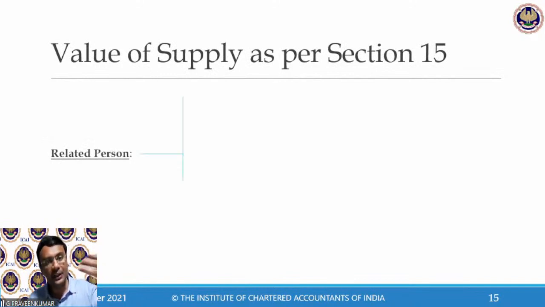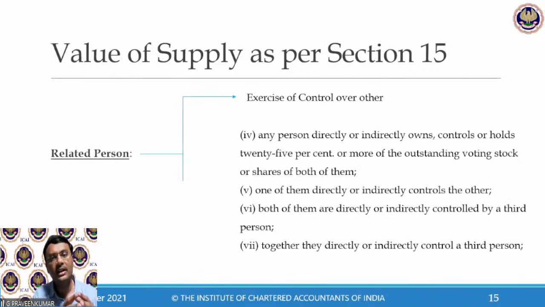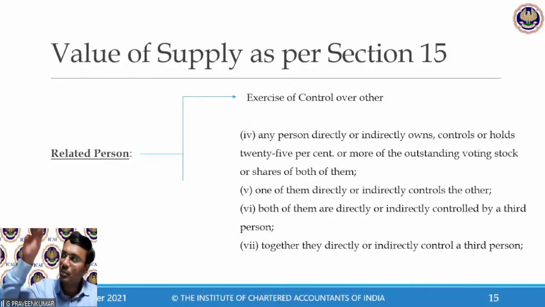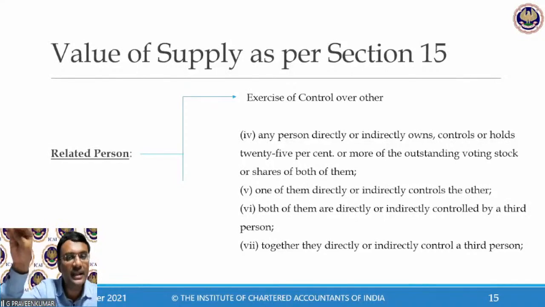Third, there is a control. What is that? A person who can control the other person with respect to the transaction. How can I exercise that control? A person who directly or indirectly controls or holds 25% or more of the outstanding voting stock of shares by way of equity. So if one of the parties, could be a seller, could be a buyer, holds 25% or above as equity, it is presumed that I can induce that particular transaction, I can induce that particular transaction value.